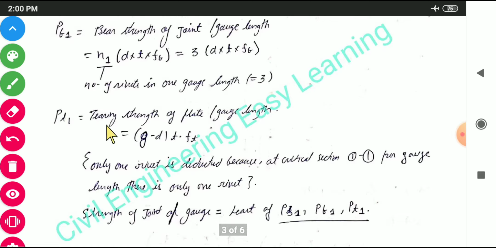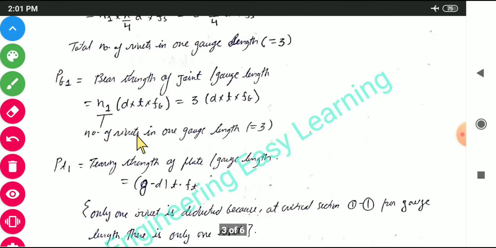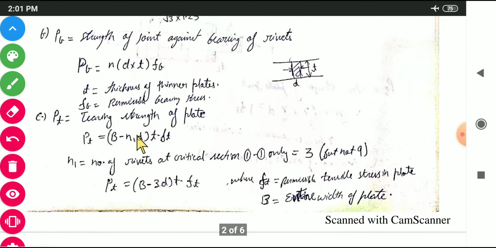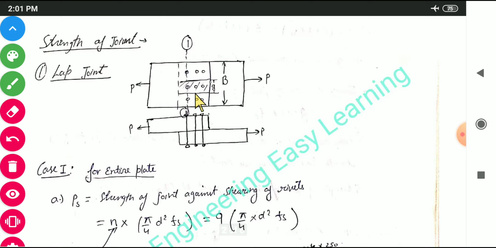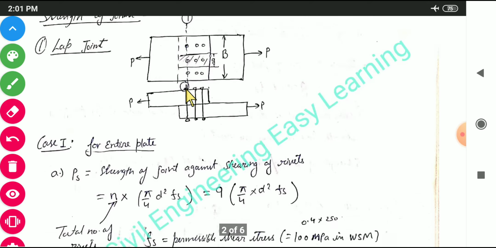But for the tearing strength of plate, we will not be taking the width of the plate. We will be taking only the gauge length, that is G. And in this gauge length we have only one rivet. This one rivet at the critical section. Earlier we were taking 3D. Now we will be taking G minus this one rivet. So it will always be G minus D.